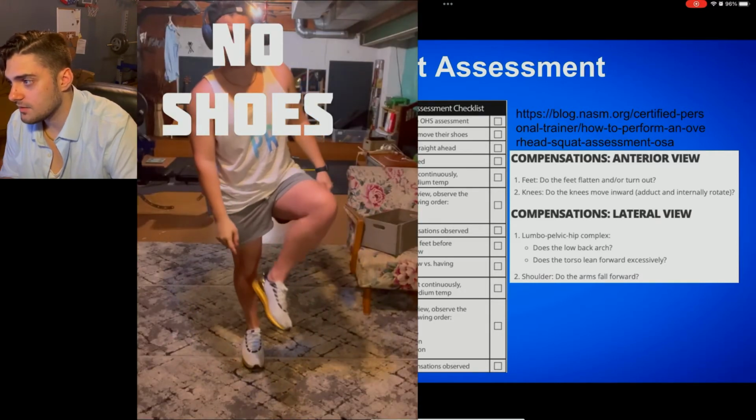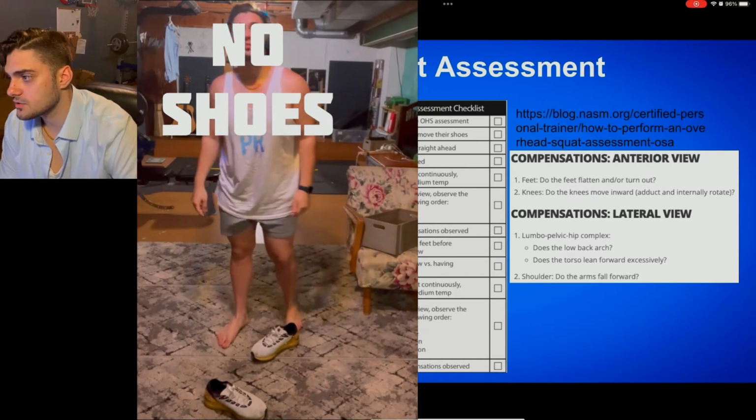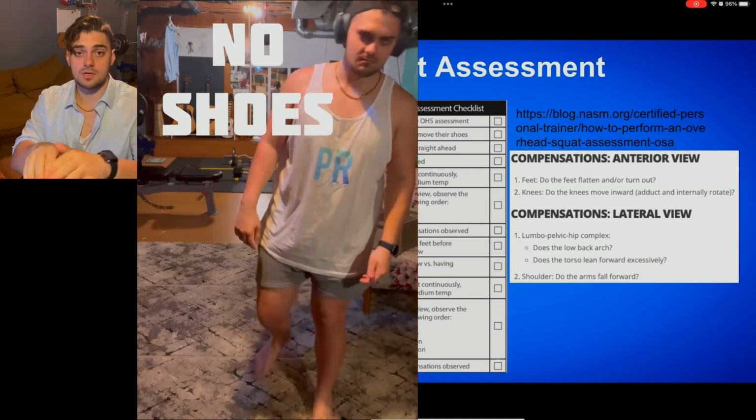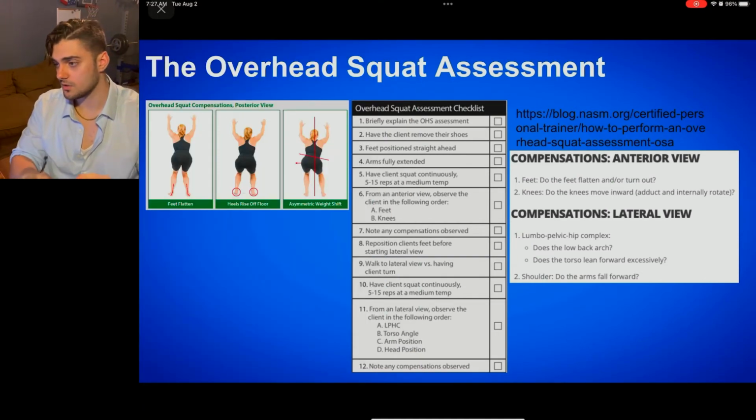Number 2, have the client remove their shoes. Very important point. No shoes. Feet straight ahead. So nothing like this. It's not like a normal squat where, if I'm doing a weighted squat, my feet are kind of like that. So straight ahead.